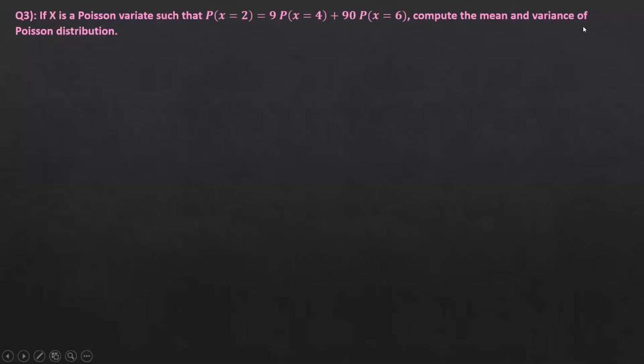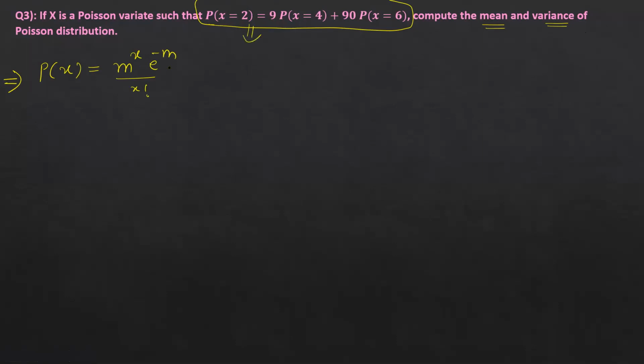I will do this. So in this case here, X is the Poisson variate such that this condition they have given. I have to compute the mean and variance of the Poisson distribution. So straight away you can just write P of X, which is m power X e power minus m by X factorial. Now this data I will plug it here. X equal to 2 means wherever you have X will come 2. So wherever you have X equal to 4, it will become 4 here and so on.